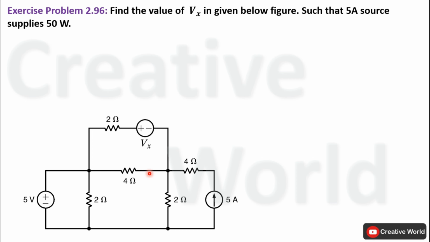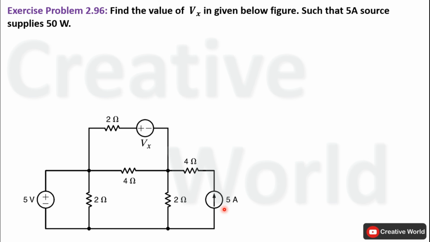Inside this network, we have to find the value of voltage across this voltage source labeled as Vx. While one information is provided in this scenario, power supplied through this 5 ampere source is 50 watt. So without wasting time, let's proceed towards the solution.